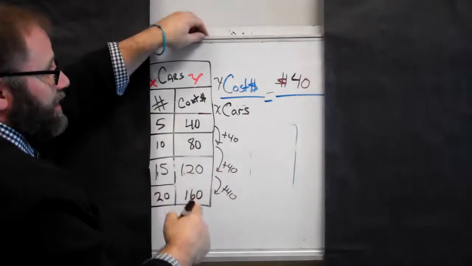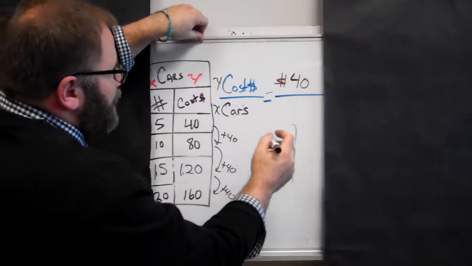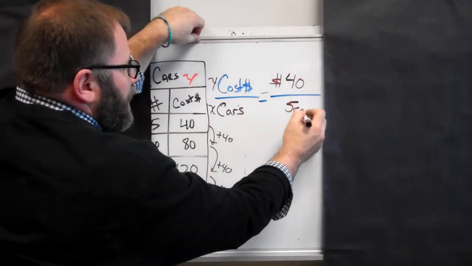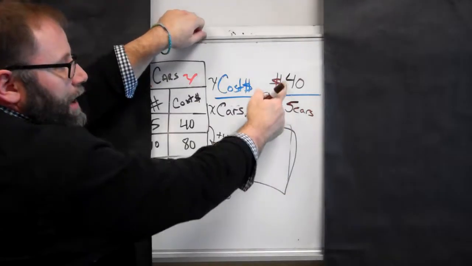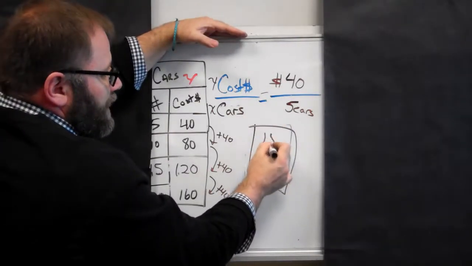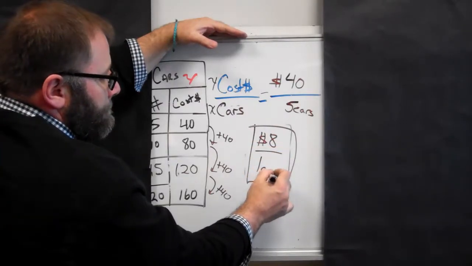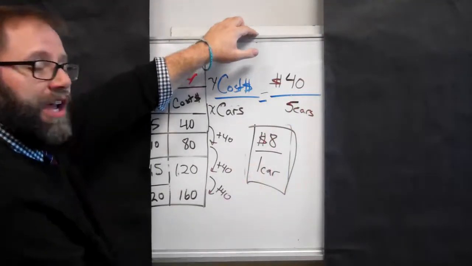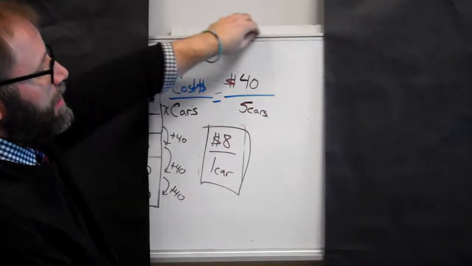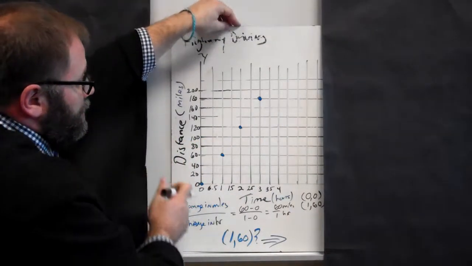Our change in x is 5 cars. Then we find our unit rate by dividing the two, and you've already done that in your head, and that becomes $8 per car. So that's our constant rate of change, $8 per car. Now let's get to our big board.